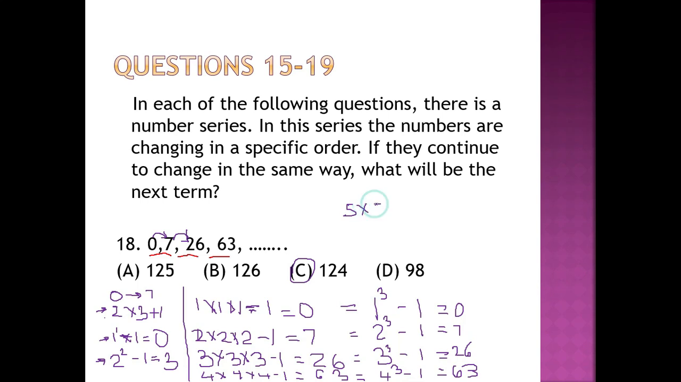5 times 5 times 5 minus 1, equal to the cube of 5 minus 1, equals 124. This is challenging, guys. This is a challenging problem, and I don't know about you, but it took me some time to figure out, with trial and error over here.